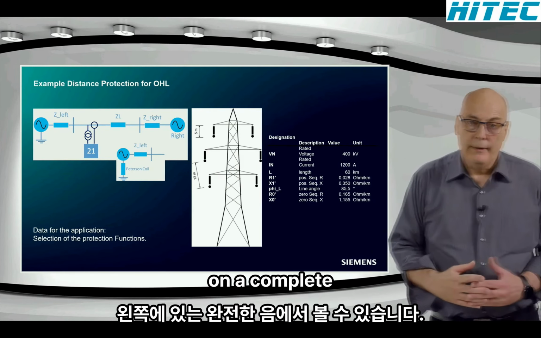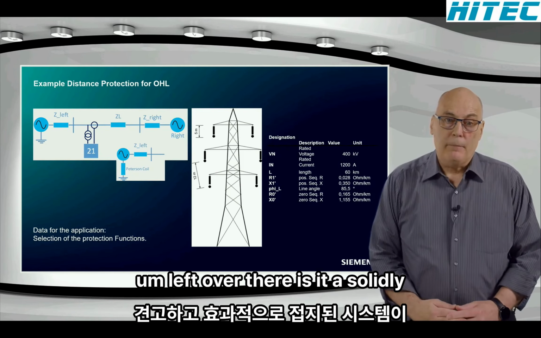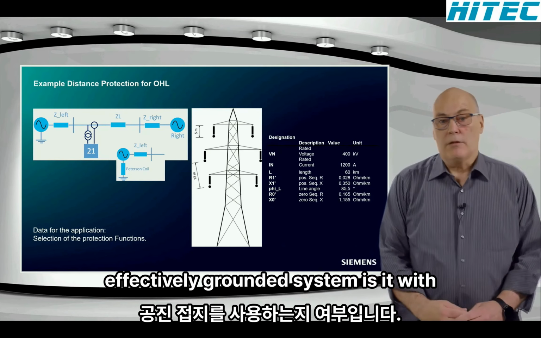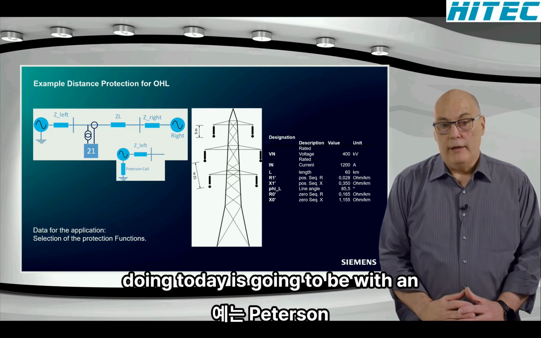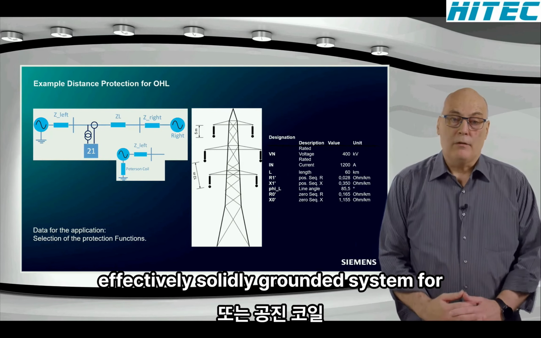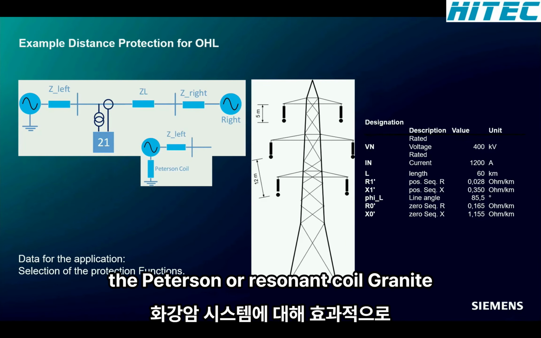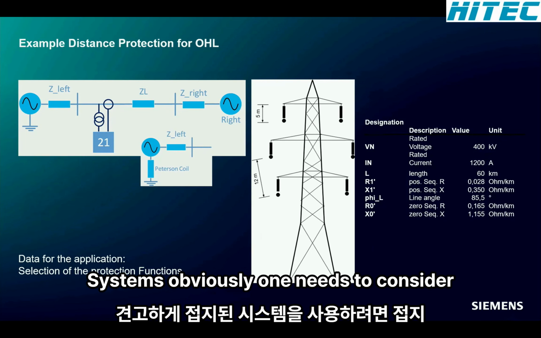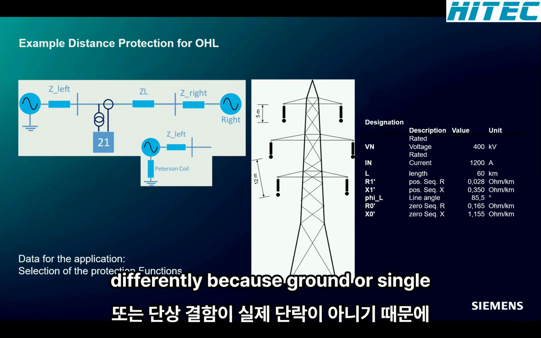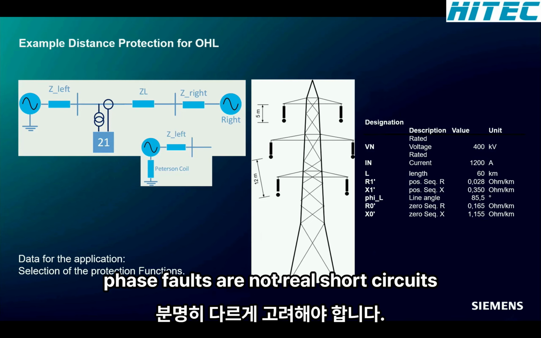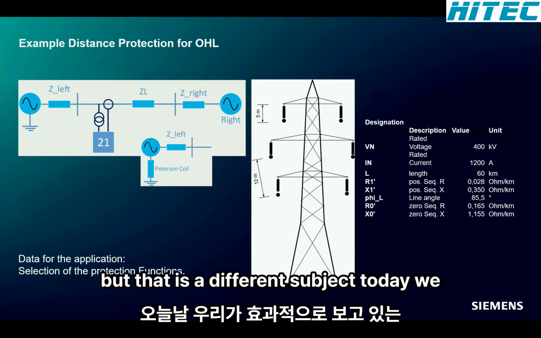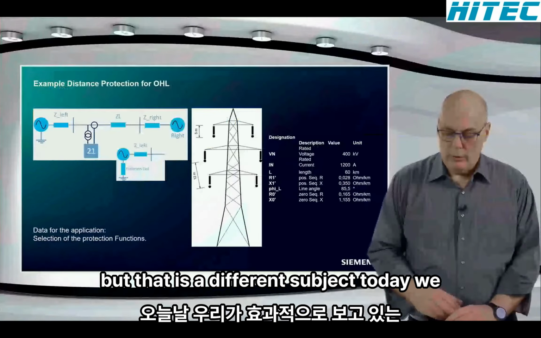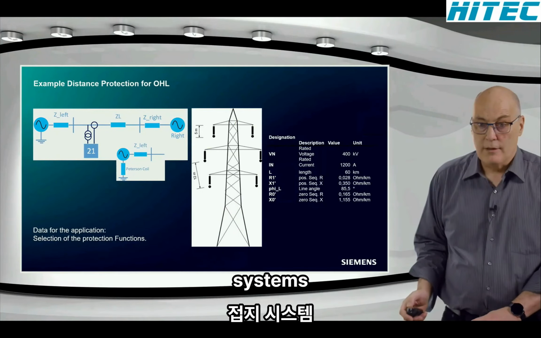As you see on the complete left over there, is it a solidly, effectively grounded system? Is it with resonant grounding? And the example we're doing today is going to be with an effectively, solidly grounded system. For the Peterson or resonant coil grounded systems, obviously one needs to consider differently because ground or single phase faults are not real short circuits, and are treated differently in those cases. But that is a different subject. Today we are looking at effectively grounded systems.